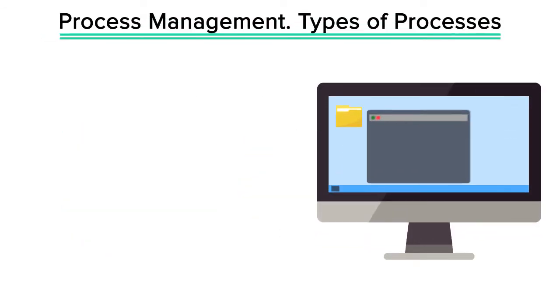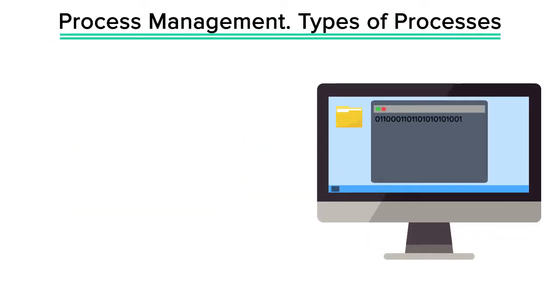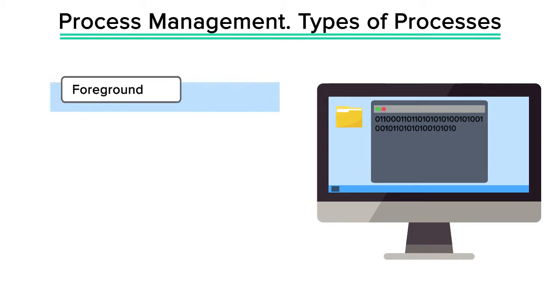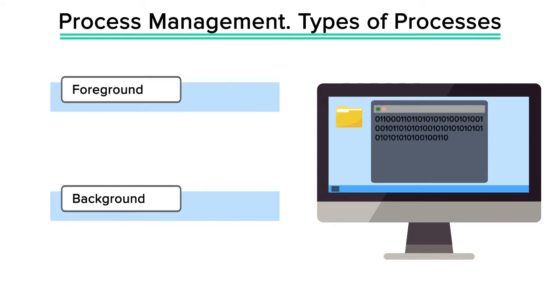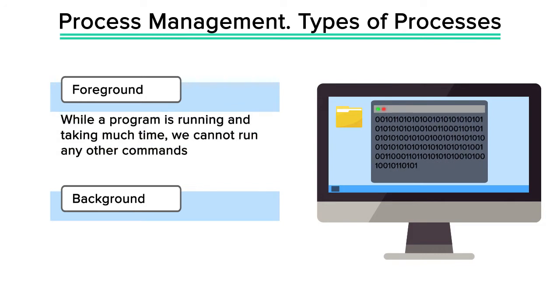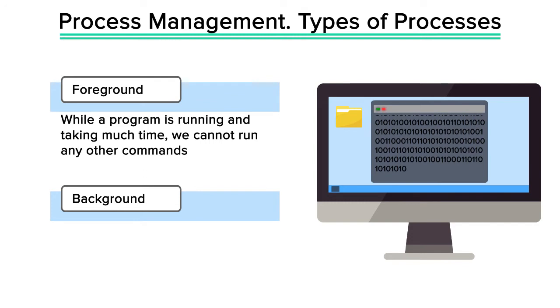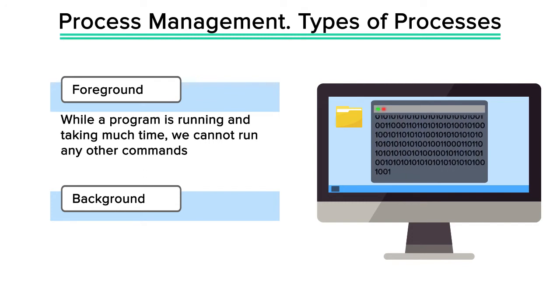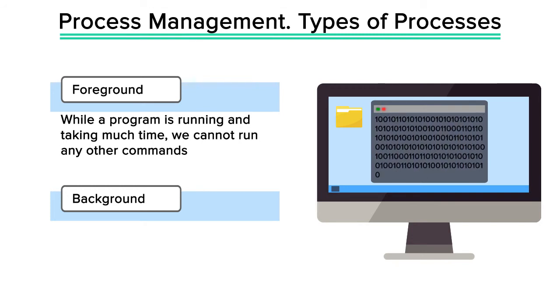When you start a process, run a command, there are two ways you can run it: foreground processes and background processes. Foreground processes. By default, every process that you start runs in the foreground. While a program is running in the foreground and taking much time, we cannot run any other commands because the prompt would not be available until the program finishes its processing and comes out. In other words, foreground processes run on the screen and need input from the user.